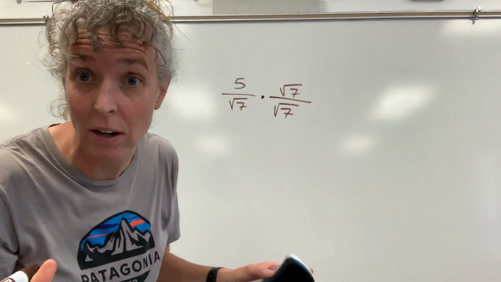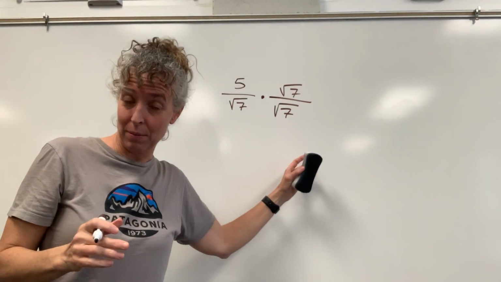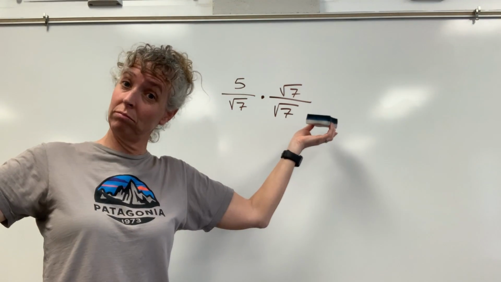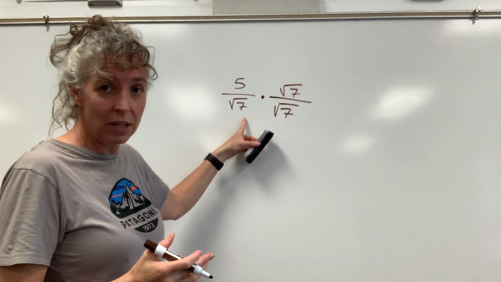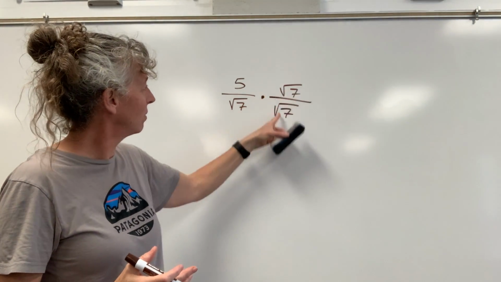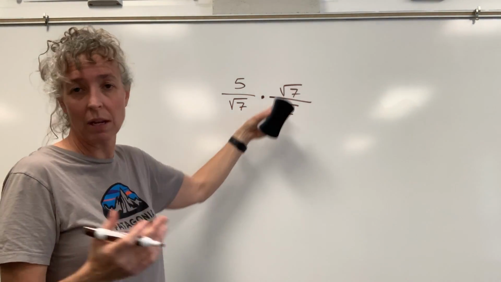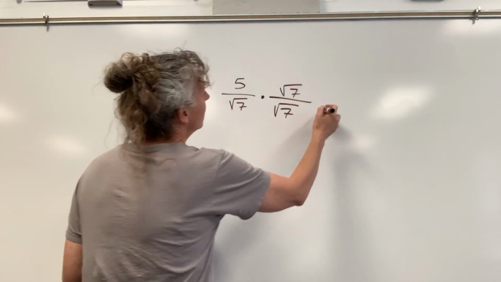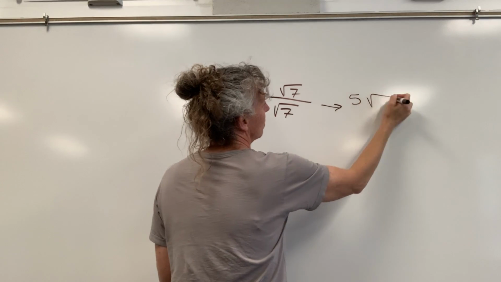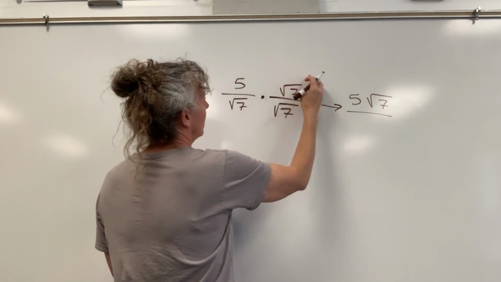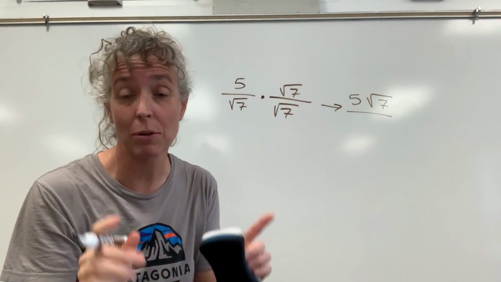remember, we have to be fair. Whatever happens to the top, we have to happen to the bottom, or it's no longer the same fraction. So we multiply whatever the square root is by itself, because this is a 1, right? So we can multiply by a 1 and it's okay. So now we multiply across the top, 5 times the square root of 7. Now, we just learned this in example number 2.